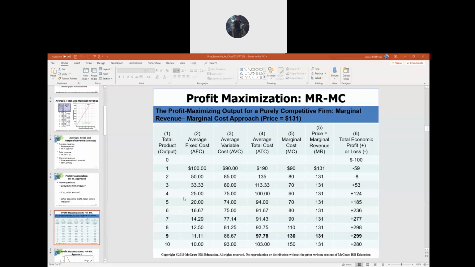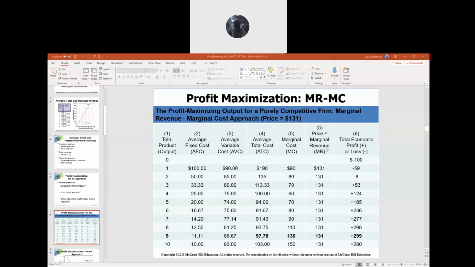Okay, so if you look here, this is a big chart, but column 1 is output. All right, 1, 2, 3, 4, 5 units. This is average fixed cost, which we learned from chapter 6: divide the fixed cost by Q. This is average variable cost, which is just the variable cost divided by output. Average total cost is the total cost divided by output. Marginal cost is the change in cost when you add one more unit. So we learned all that from chapter 6, and then columns 5 and 6 are from this chapter.